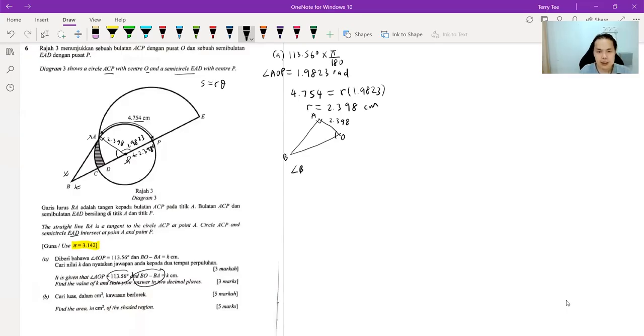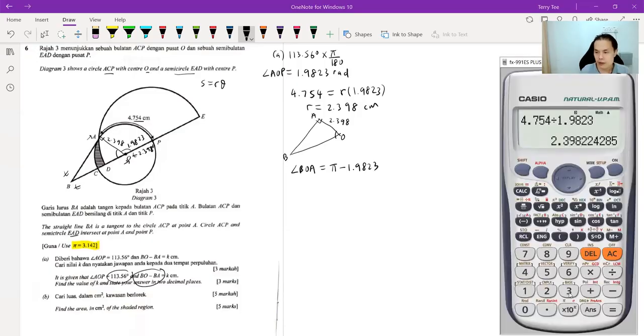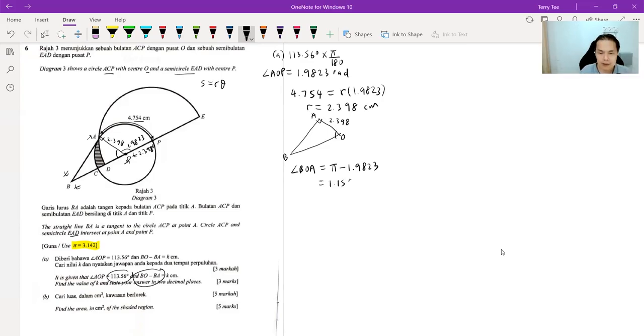Angle BOA in degrees is 180, in radian is pi. We want pi minus 1.9823. Use your calculator: 3.142 minus 1.9823. Your answer is 1.1597. Actually, you don't have to use such an accurate value. For example, if you use 1.982, I think it's good enough. I just use one more decimal point.